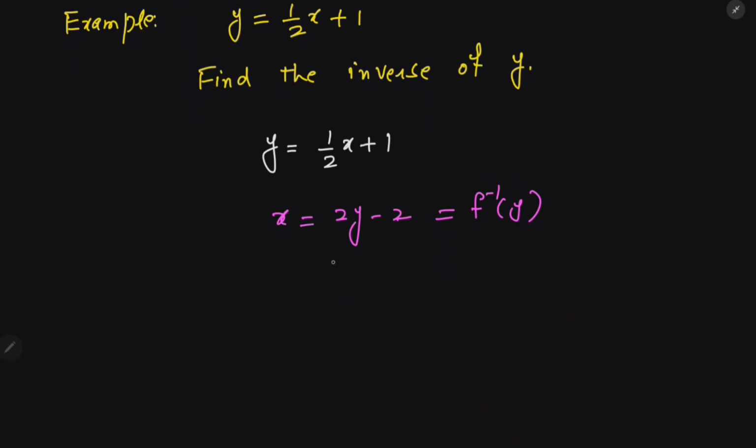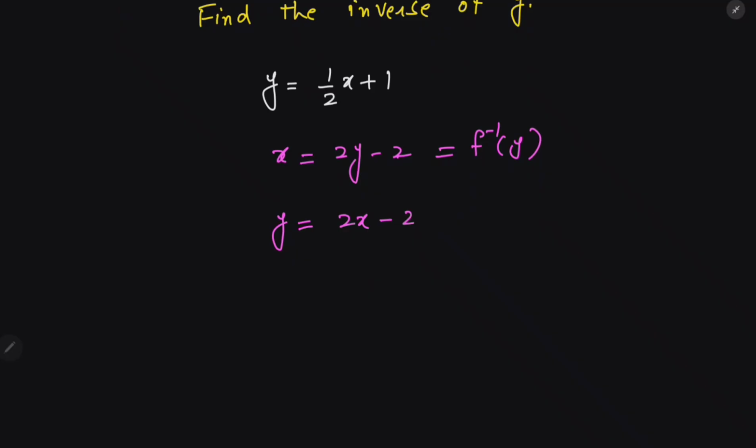Now we interchange the values of x and y. x becomes y and y becomes x. So we have 2x minus 2. So y is equal to f of x is our given function 1 by 2 x plus 1, and y is equal to 2x minus 2, which is f inverse x.